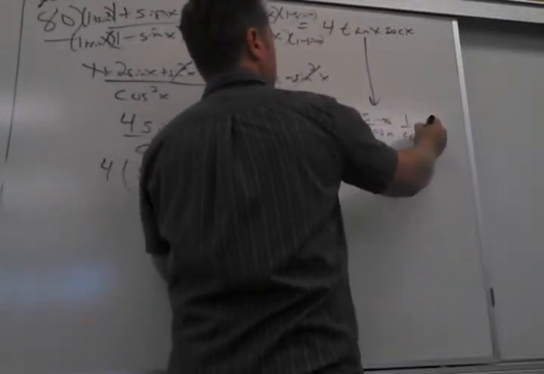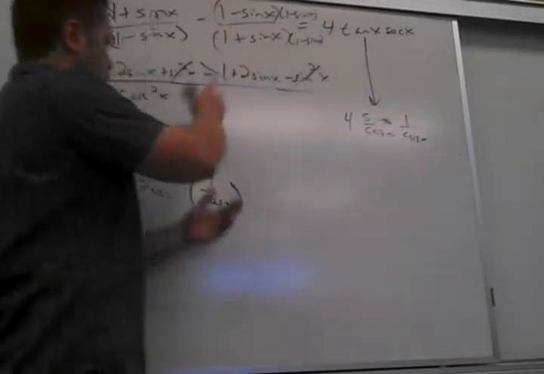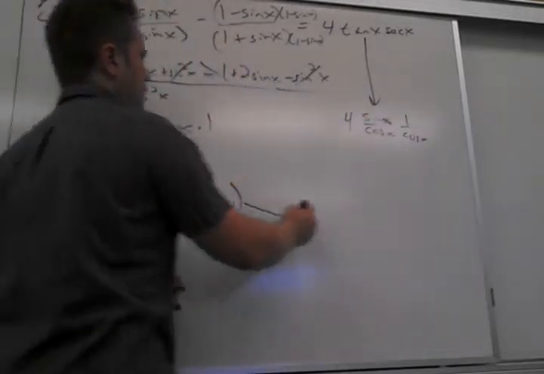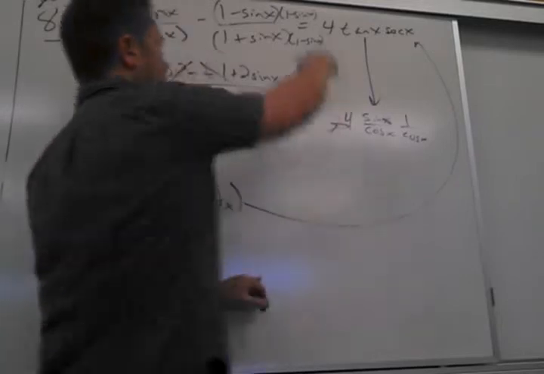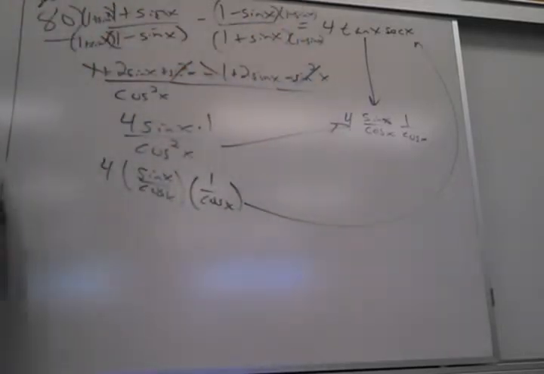And then secant is 1 over cosine, and then you get 4 sine over cosine squared, and you've either proven it here, or you've proven it here. You've got to make the connection between the two sides somewhere.